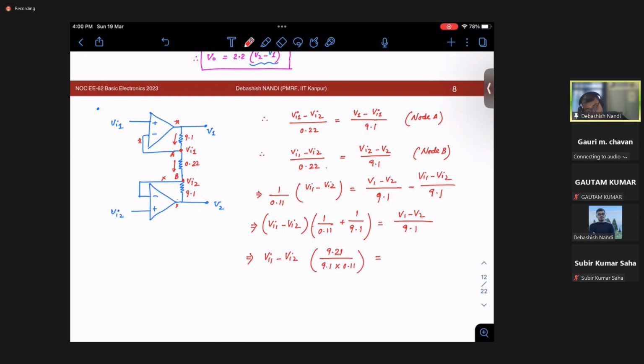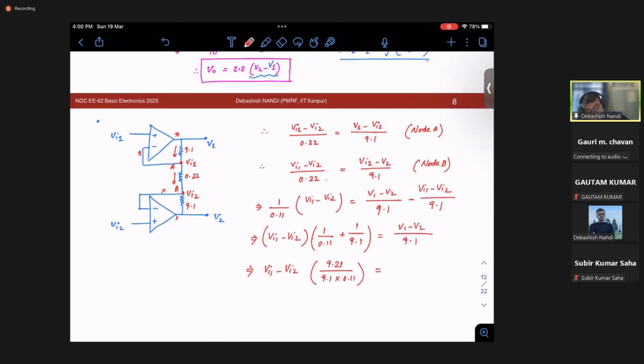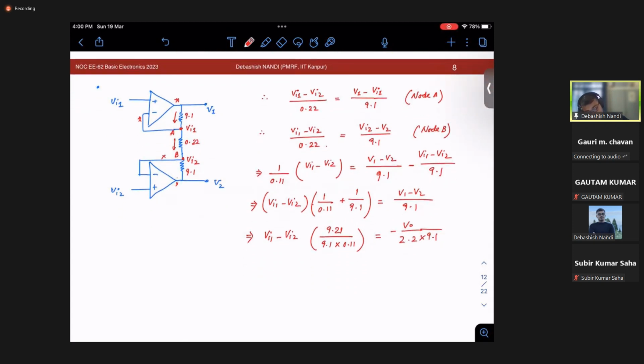Okay, so your 9.1 9.1 gets cancelled, so your V naught will be minus of this 2.2 into 9.21 over 0.11. That is coming out to be minus 184 times your Vi1 minus Vi2. So it is plus 184.2 times Vi2 minus Vi1.